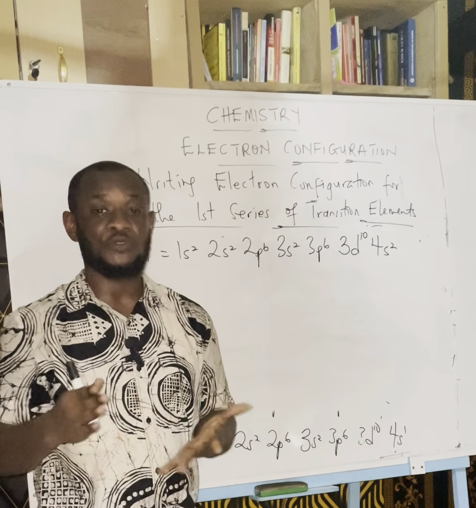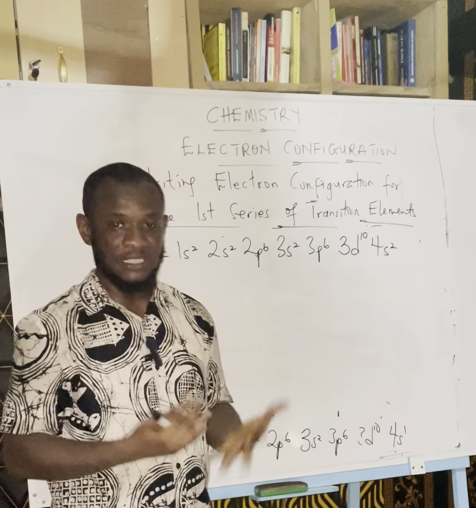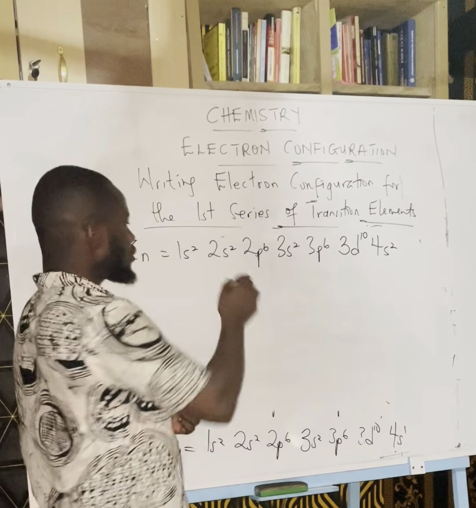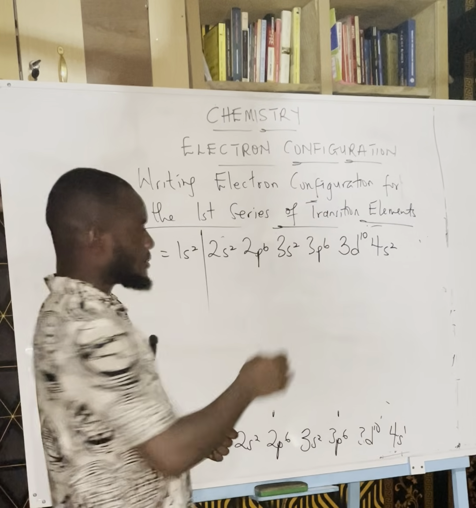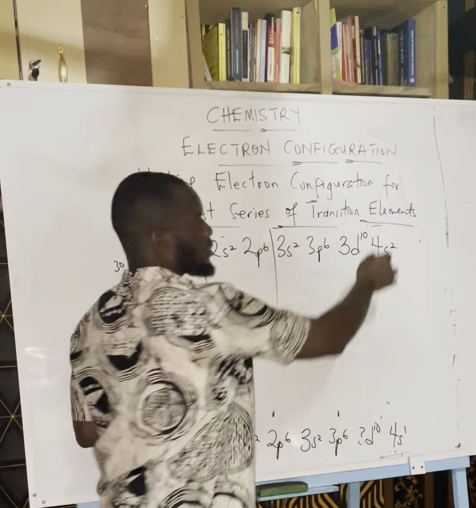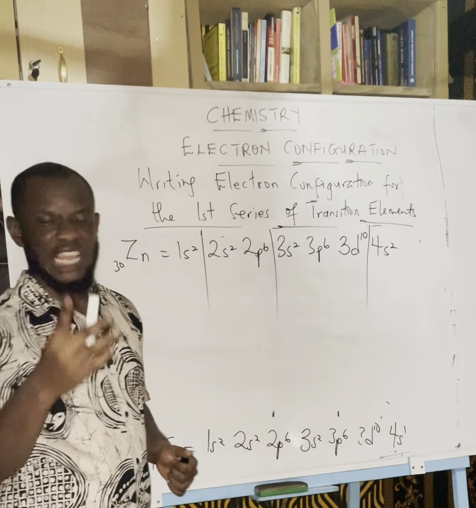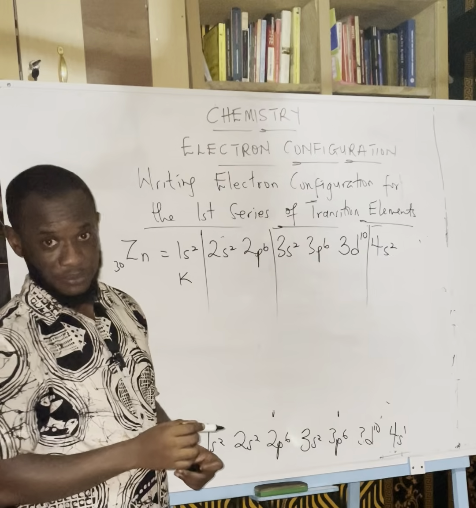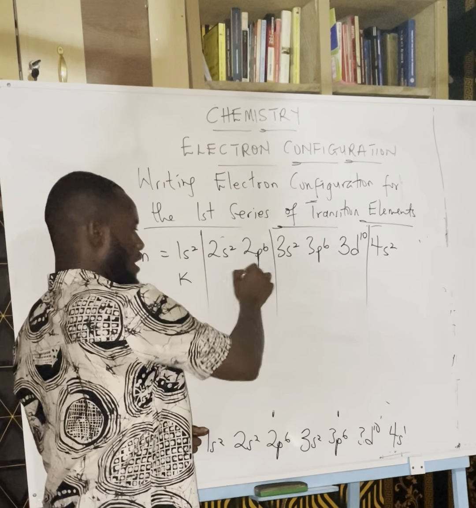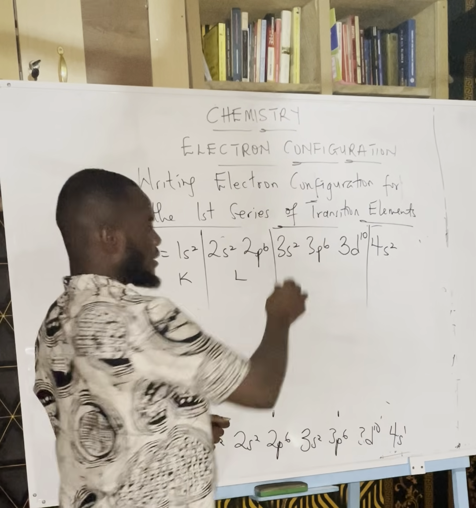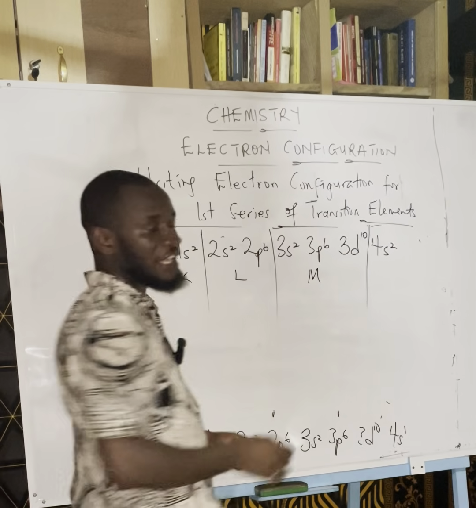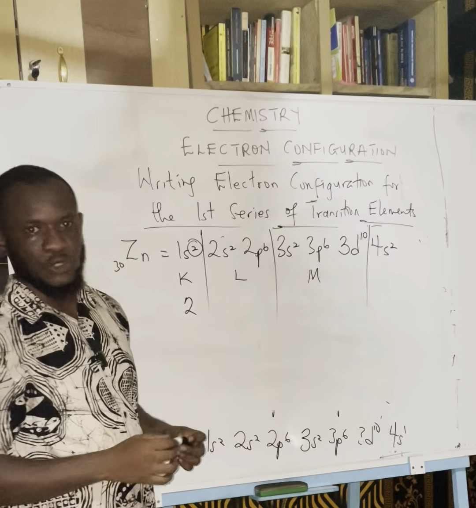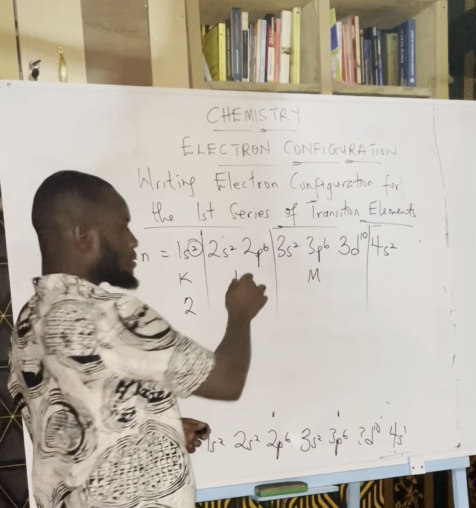But by convention, by standard, by agreement, scientists have realized that after filling it, you have to group them for us. So you can see these are the ones, these are the twos, these are the threes. Now remember that I told you that the 1s orbital is found in the K shell. The 2s and the 2p are found in the L shell. The 3s, 3p and 3d are found in the M shell. So we are saying that the K shell can only take a maximum of 2 electrons.